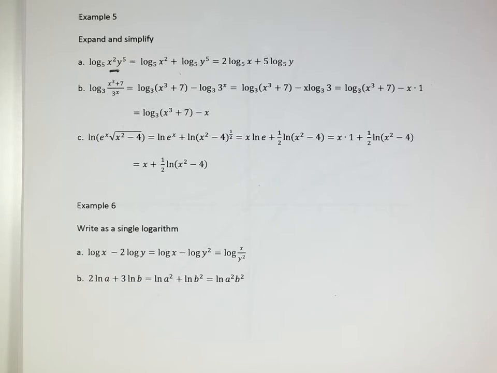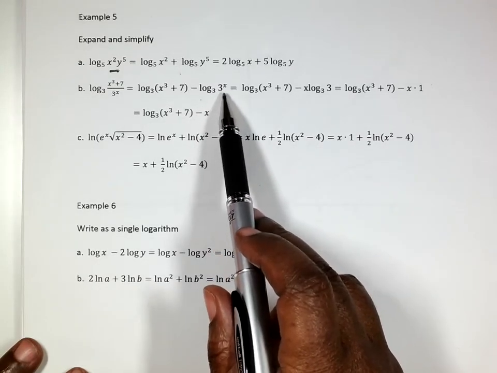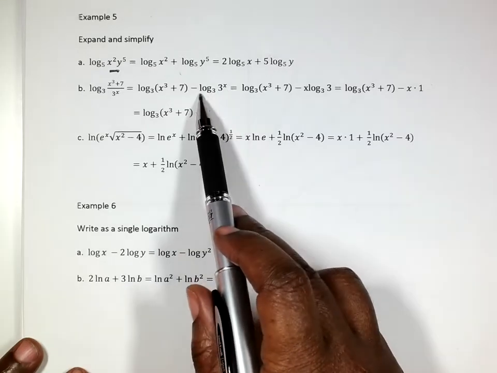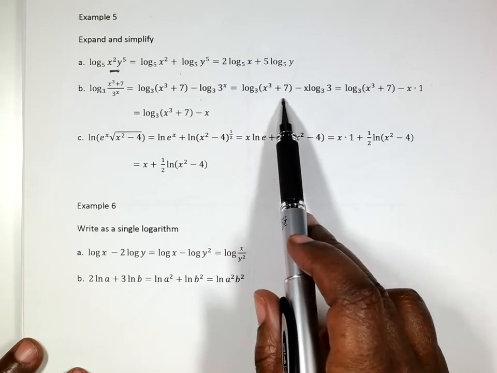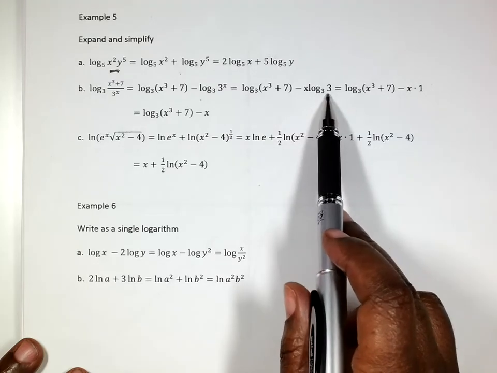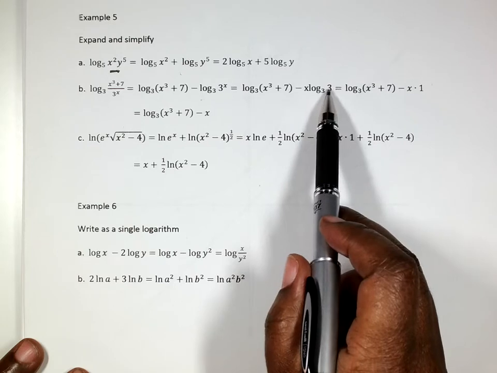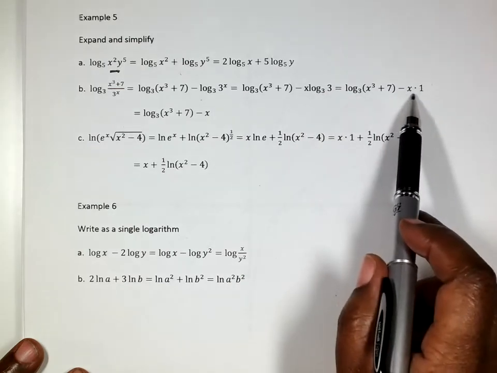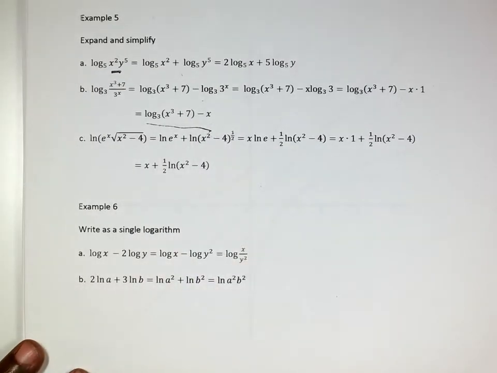So log base 3 of x cubed plus 7 minus, because of the division, it becomes minus log base 3 of 3 to the x. I can expand this a little bit more by bringing this x out front. So I get log base 3 of x cubed plus 7 minus x times log base 3 of 3. But because this base and that argument are the same, this is just 1. So it's minus x times 1, and we can write a cleaner version of it.